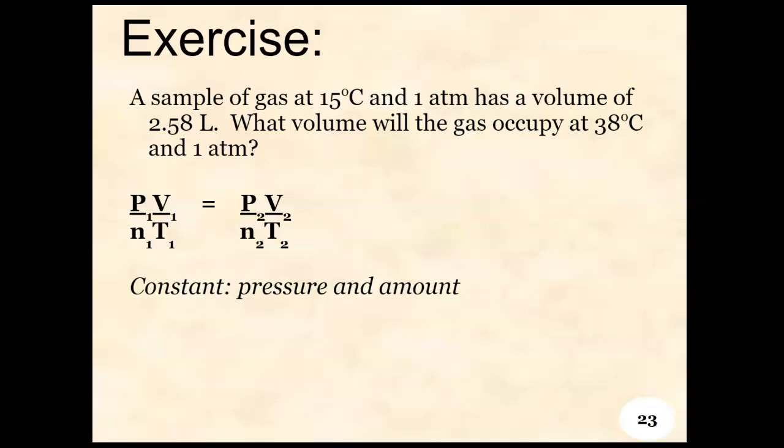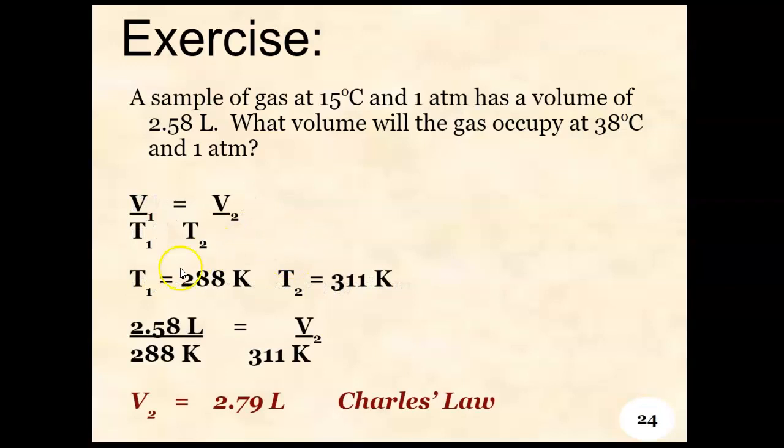This sample of gas at 15 degrees Celsius and 1 atm has a volume of 2.58 liters. What volume will the gas occupy at 38 degrees Celsius? Well, look at this: 1 atm and 1 atm, the pressure's gone. Get rid of that. And the amount is gone. So we have V2 over T2, and that is Charles' law. When you calculate it out, you should get 2.79 liters.